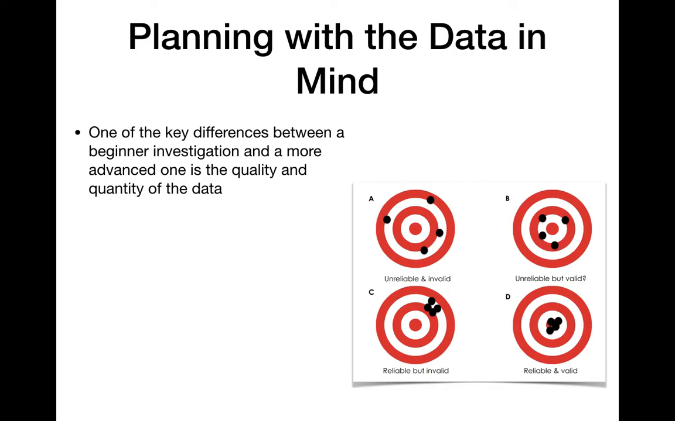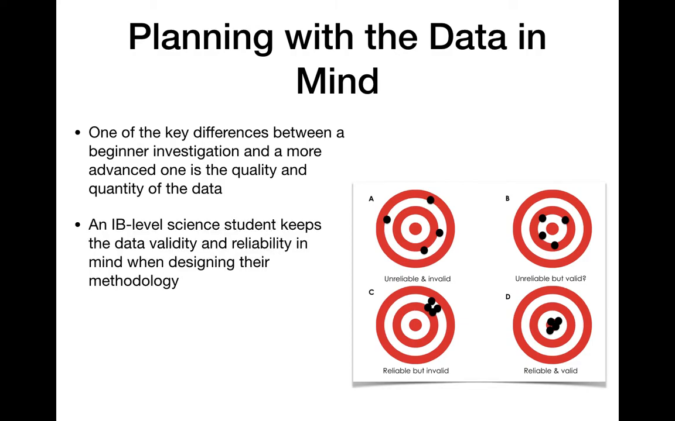So the quality and quantity of the data is a big difference between a middle school, grade 9, grade 10 lab report, where someone is just kind of learning the basics of how science works, versus what's going to be expected in the DP. So you're going to keep in mind the validity and reliability of your data when you are designing your experiment. Designing your methodology, which of course is kind of the philosophy, the principle behind your experimental design. So validity is, does your test measure what you want it to?